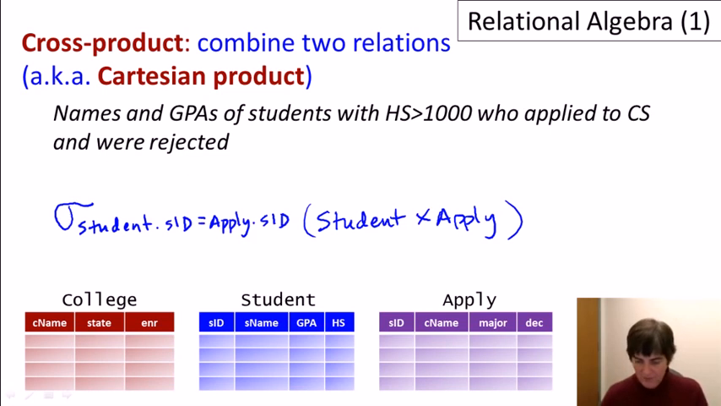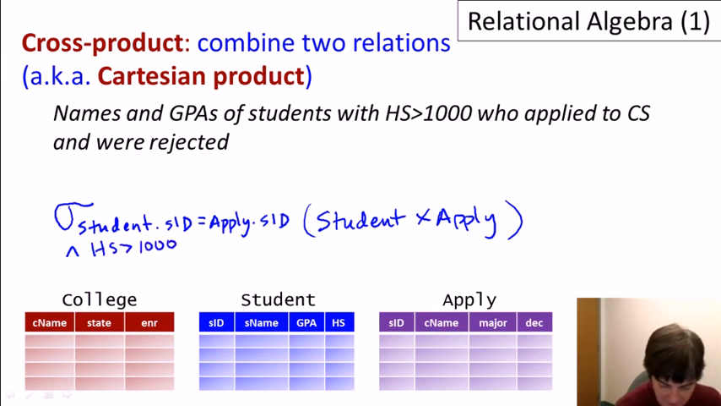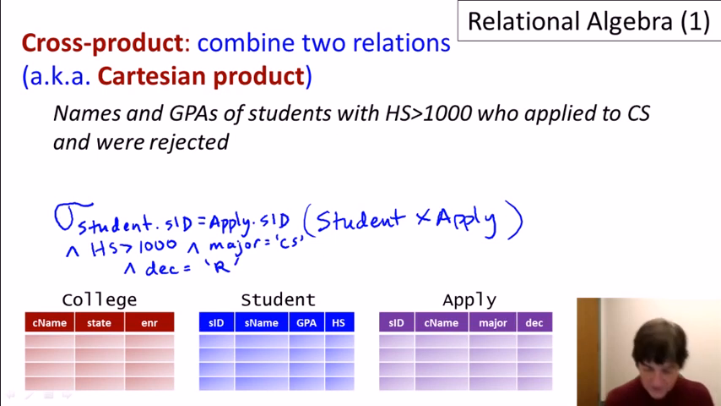Now we have to do a little bit of additional filtering. We said that we want the high school size to be greater than 1,000, so we do a little AND operator in the high school. We want them to have applied to CS, so that's AND major equals CS. We're getting a nice big query here. And finally, we want them to have been rejected, so AND decision equals, we'll just use an R for reject.